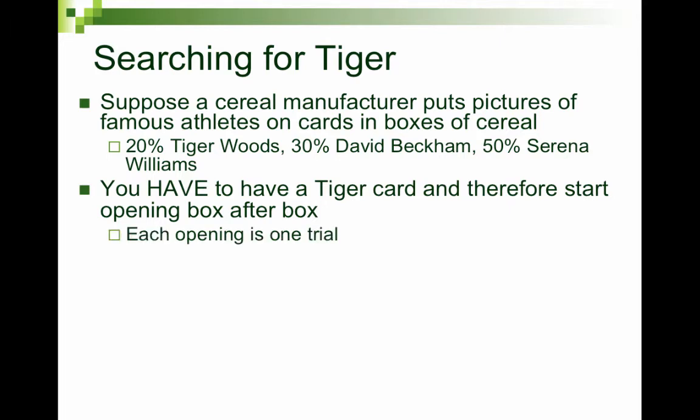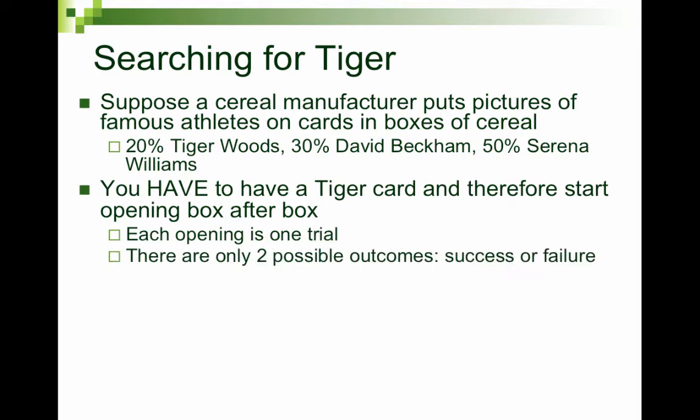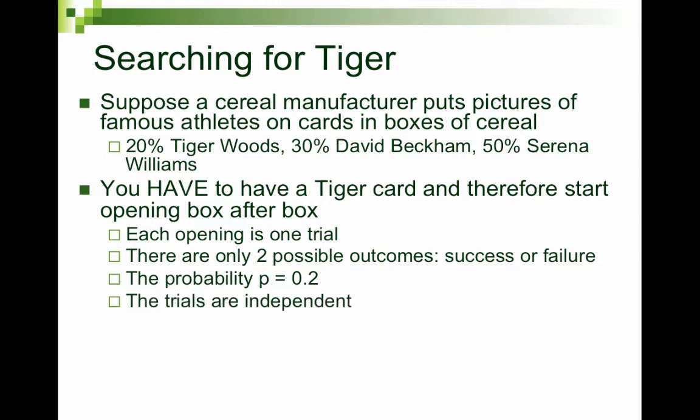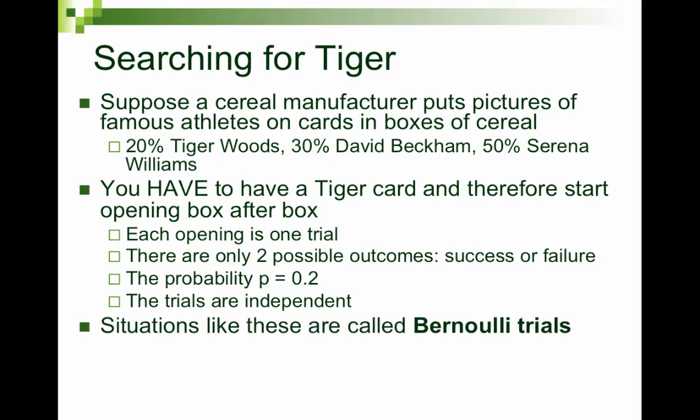Every time you open a box, that is one trial. There are only two possible outcomes. It's either a success, you get Tiger Woods, or it's a failure, you get Beckham or Williams. The probability that you succeed is 20%. And the trials are independent, so opening one box is not going to affect opening another box, or at least what card is in the other box. Situations like these are called Bernoulli trials.